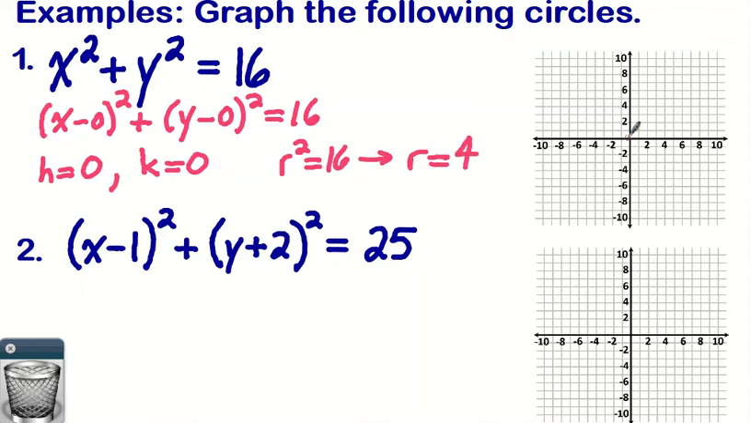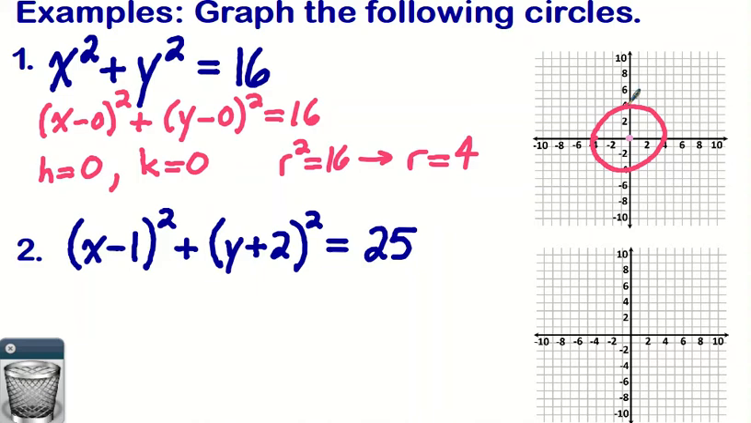So here's the center, which you're not actually going to graph, maybe I'll use a lighter shade. So it's a circle that has a center of 0, 0 and a radius of 4. How easy was that?